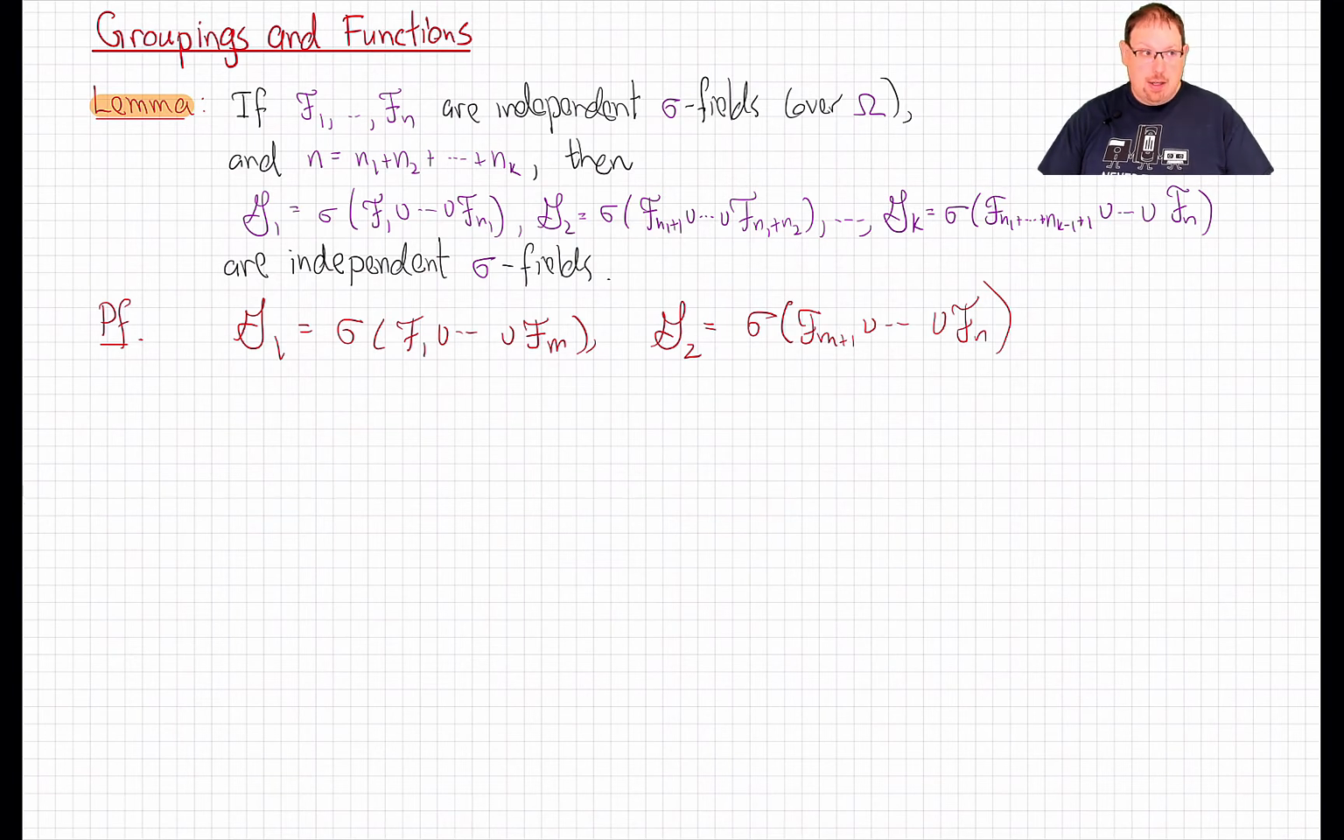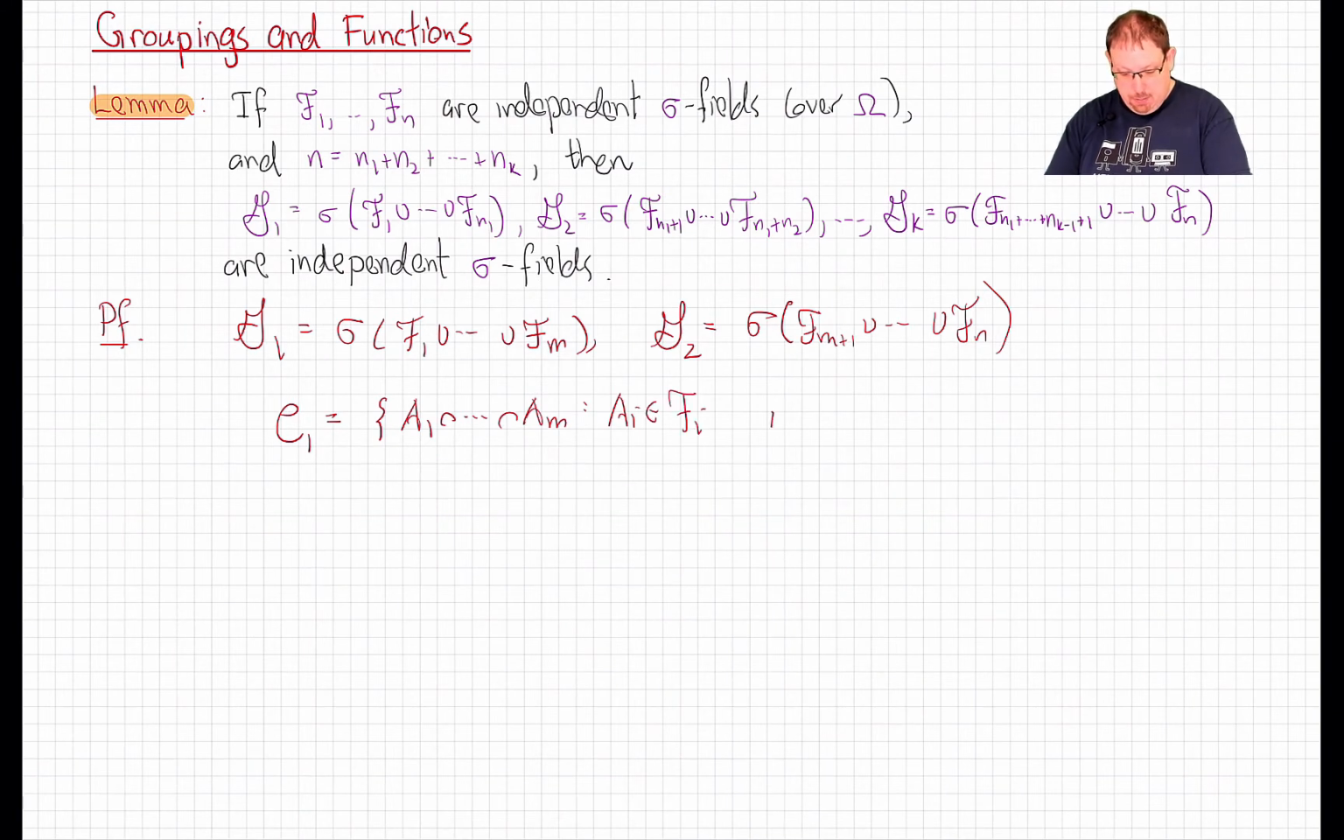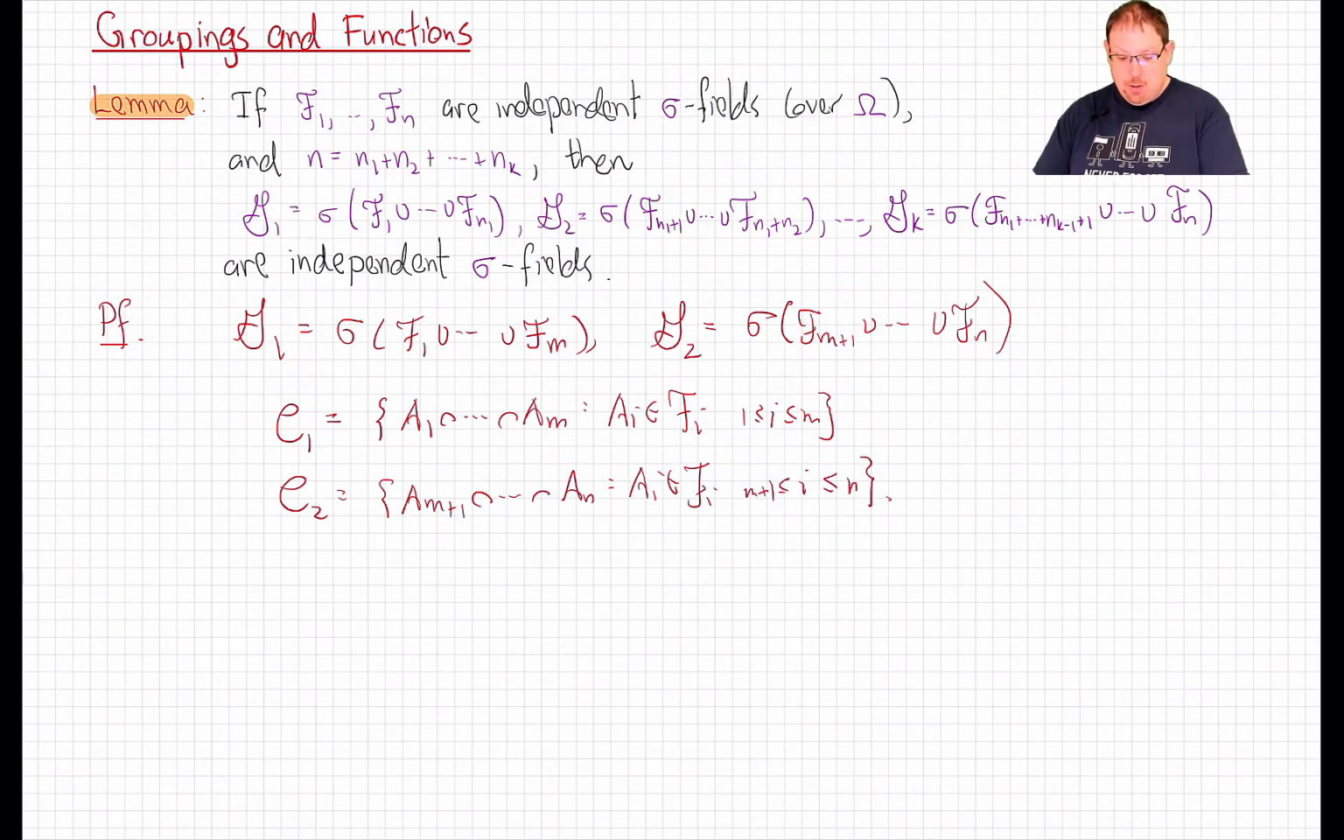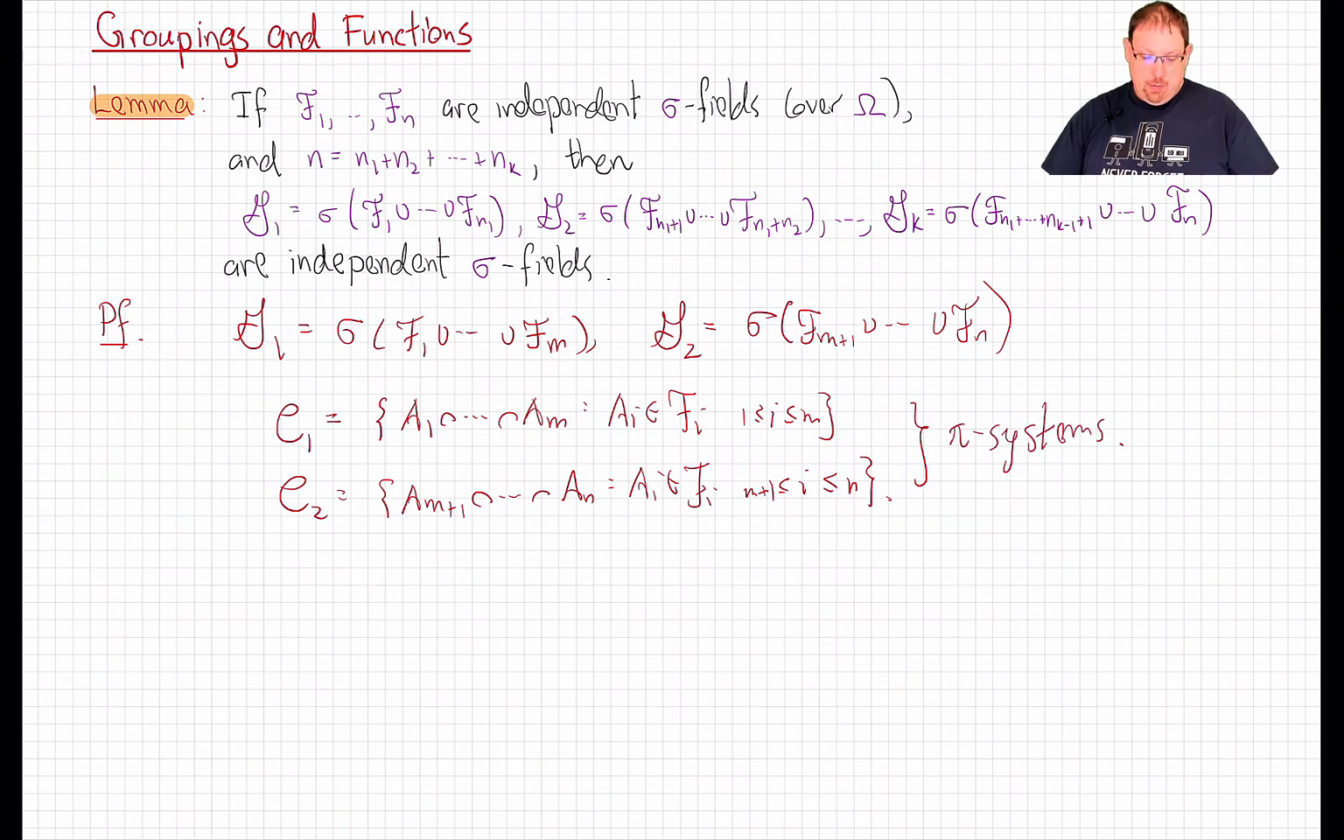And to do that, well, a pi system is something that's closed under finite intersection, so we just close it under finite intersection. We'll let C1 be the set of all intersections of the form A1 intersect up to Am, where each Ai is taken from the appropriate Fi between 1 and m. And similarly, C2 will be the set of all things of the form Am+1 intersected up to An, where each Ai is taken from the appropriate sigma fields. Those are pi systems by construction. They are evidently closed under finite intersection.